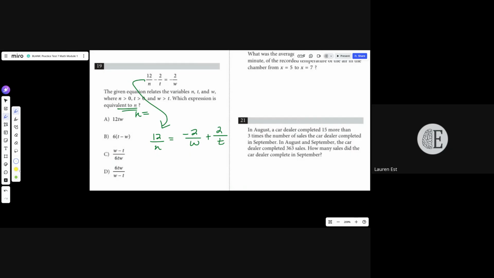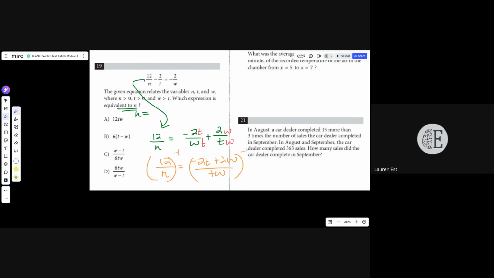I am going to combine like terms in the denominator. I'm just trying to think about the best way to do this. I need to make a common denominator so I can just inverse them both. So I'm going to multiply this by t over t and this by w over w, which is the same thing as 1. And then I'm going to combine like terms, negative 2t plus 2w all over tw. You probably are going to have to factor out the 2 at some point.